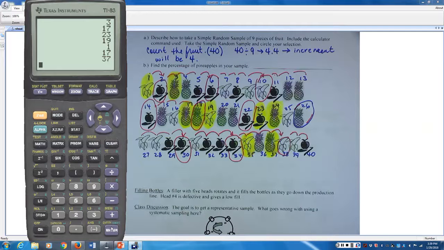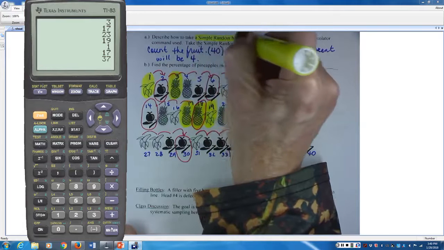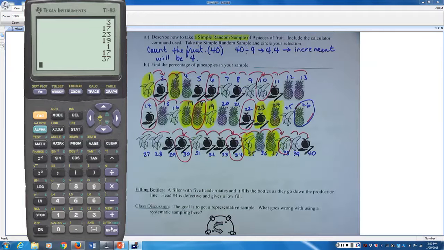Notice that the 2 samples didn't come out to be the same. There's nothing wrong with either one. It's just they were different sampling methods. This one that I highlighted in yellow was the simple random sample. The other one was a systematic sample. They contain different pieces of fruit.